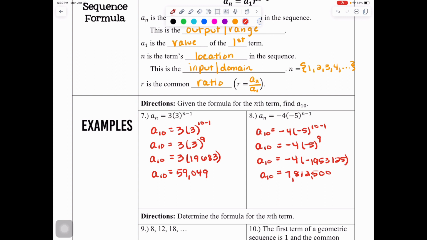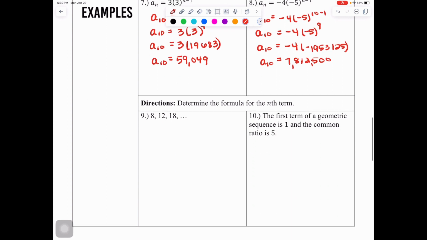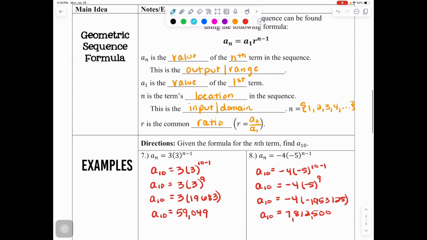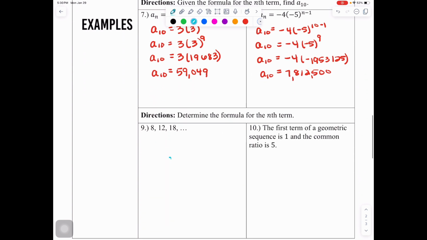Now again, like in the past, sometimes we'll be asked to determine the formula ourselves. So the directions for 9 and 10 are to determine the formula for the nth term. So looking at number 9, they give us 8, 12, 18. In order to write the formula, we want to follow the format that we have up here. So that would be a sub n equals a sub 1 times r to the n minus 1.